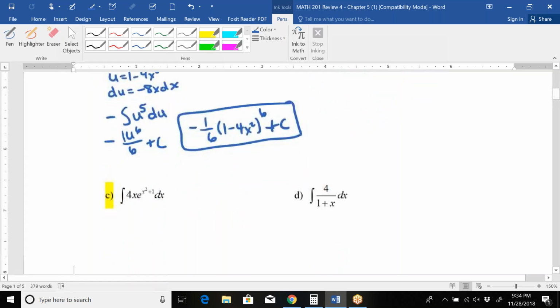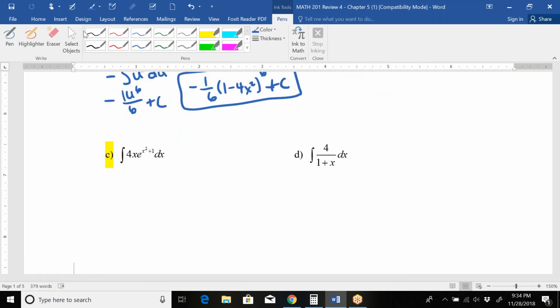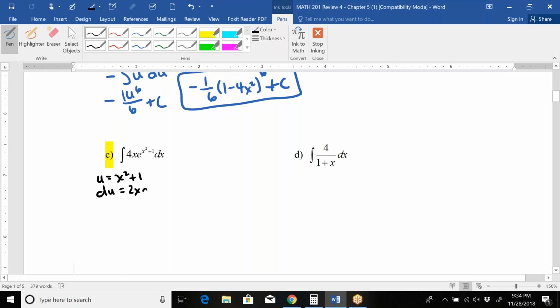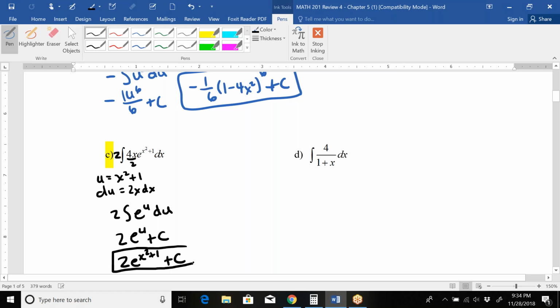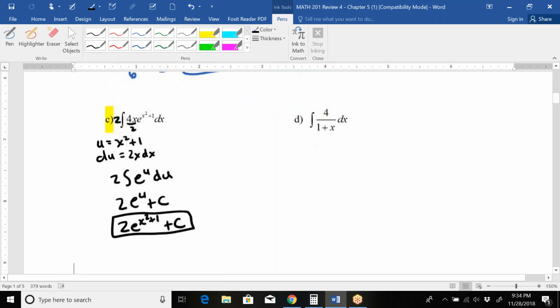Okay, and then the C part on this one, if e is involved, you usually let its exponent be the u. So this is u equals x squared plus 1. So du is going to be 2x dx. We already have a 4, so we're going to cut it in half, which means we'll multiply by 2 over 1 to counter that on the outside. So this is now 2, and then it's e to the u du. And then that would be e to the u, which is its antiderivative, with a 2 still in front, plus c. So 2e to the x squared plus 1 plus c. So there's how you work those 3 parts on number 2.